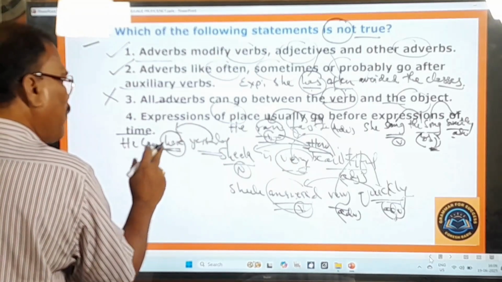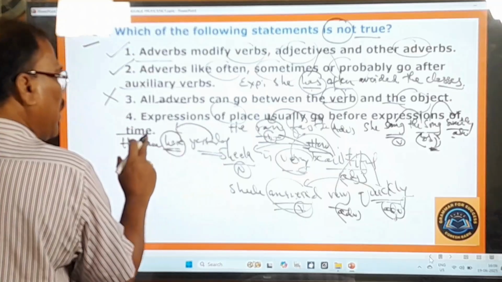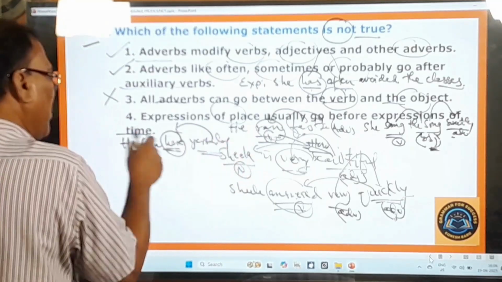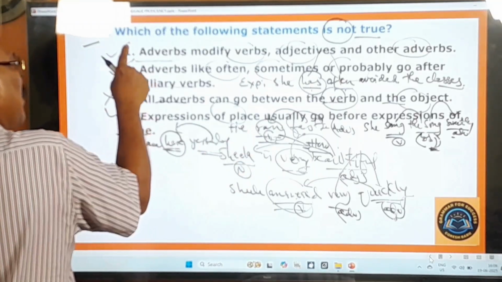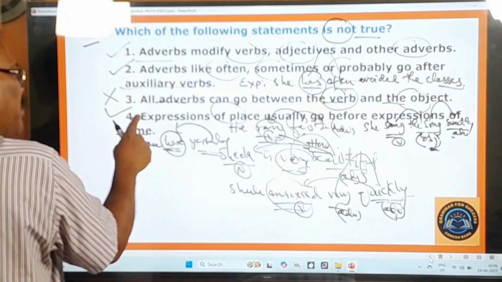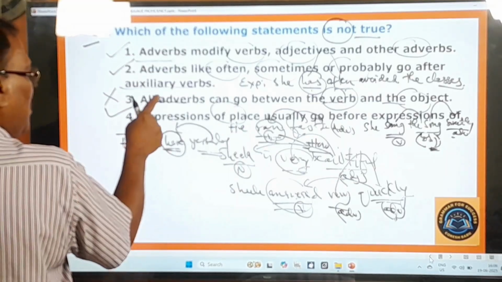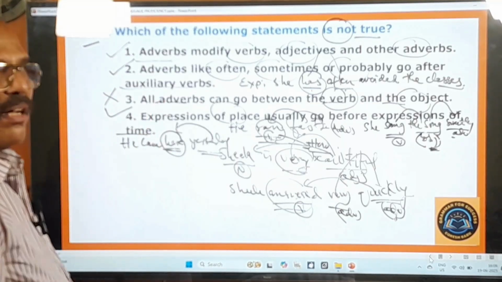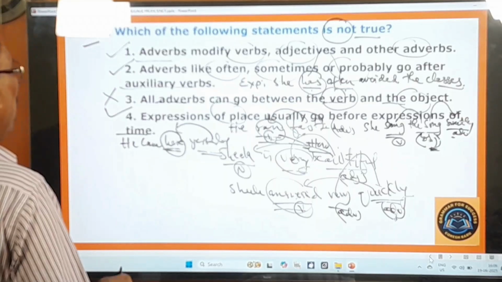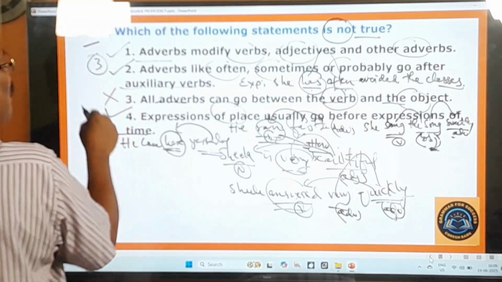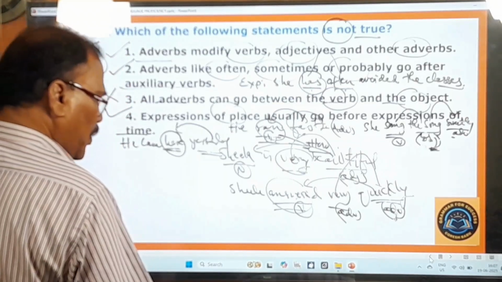Therefore you see, he came here yesterday. You don't say he came yesterday here, you don't say that. Therefore this is also right. So in this way, the first, second and fourth statements are absolutely right, but only this third statement is not the right one. So this third one is your answer. Right, now you move on to the next question.